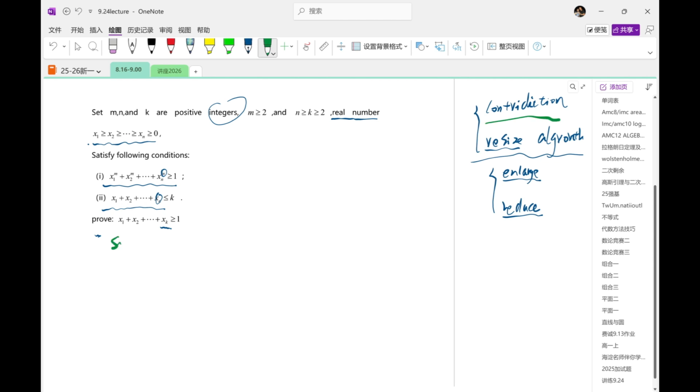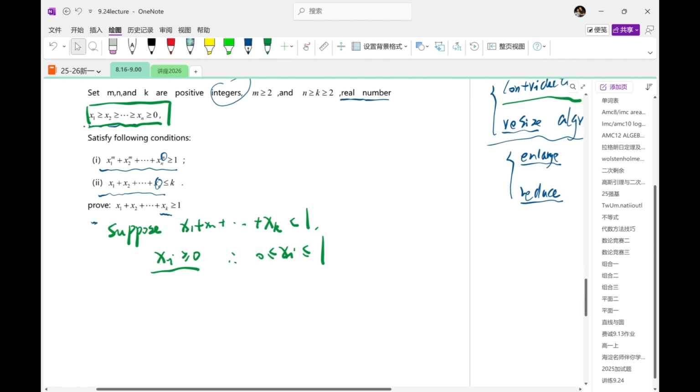We suppose they are less than 1. In combination with the condition that x_i is greater than 0, we can get that x_i is less than 1. If x_i is less than 1, we get the property that x_i to the power of m is less than or equal to x_i to the power of 2.